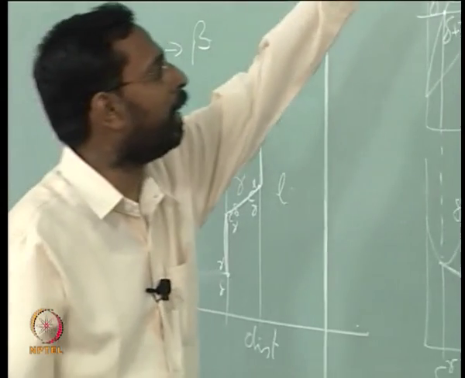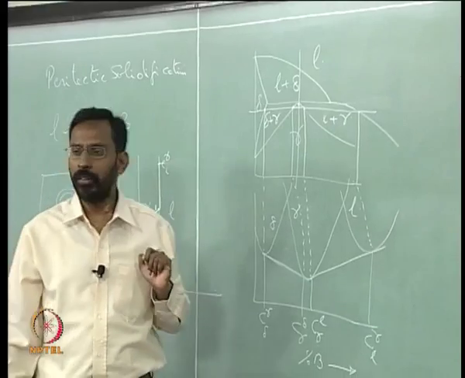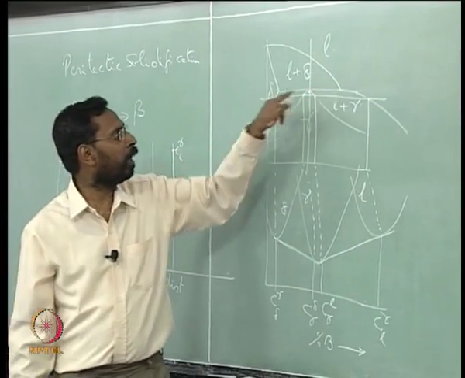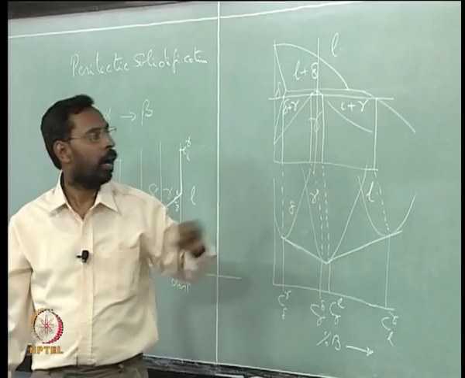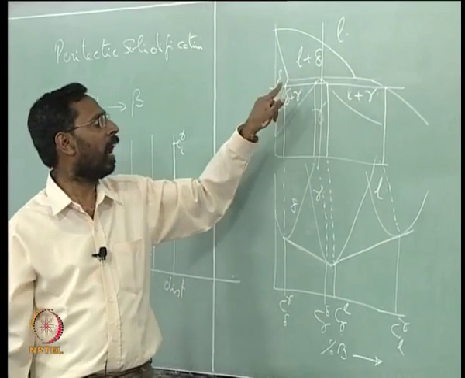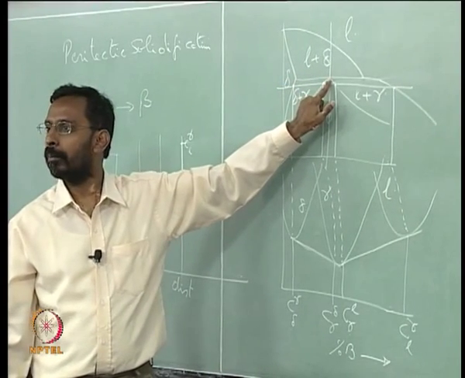We have started with a peritectic composition. At the peritectic temperature, what is the composition of the liquid? It is decided by the peritectic horizontal. The peritectic horizontal tells me that this is the composition of liquid, which is reacting with this delta and giving you this gamma. Am I right?